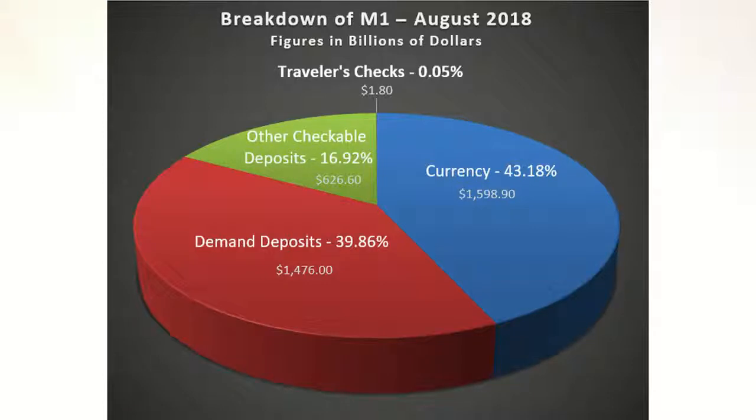M1 is the most limiting measure of the money supply. It includes only the most liquid of assets: currency in circulation, traveler's checks, and demand deposits. Now, demand deposits are just a fancy name for checking accounts. Before we go any further, it's important to understand the difference between a bank's balance sheet and other balance sheets.